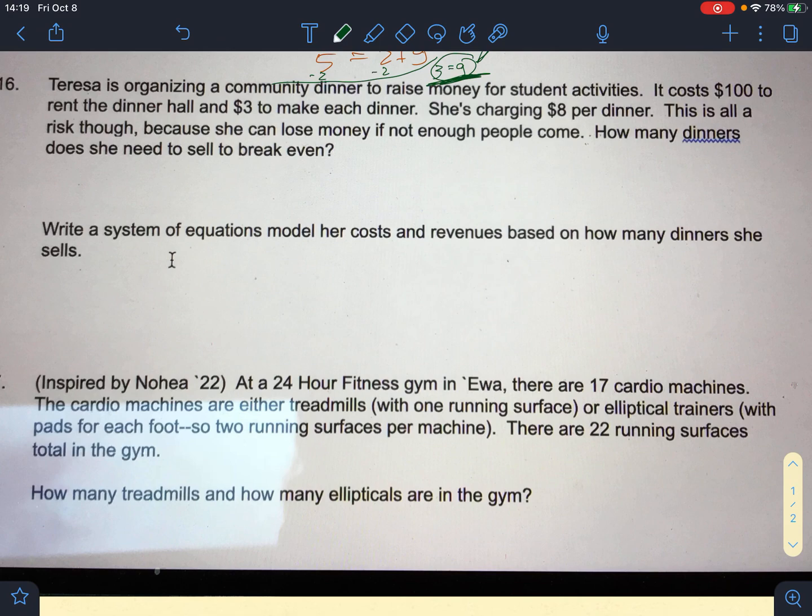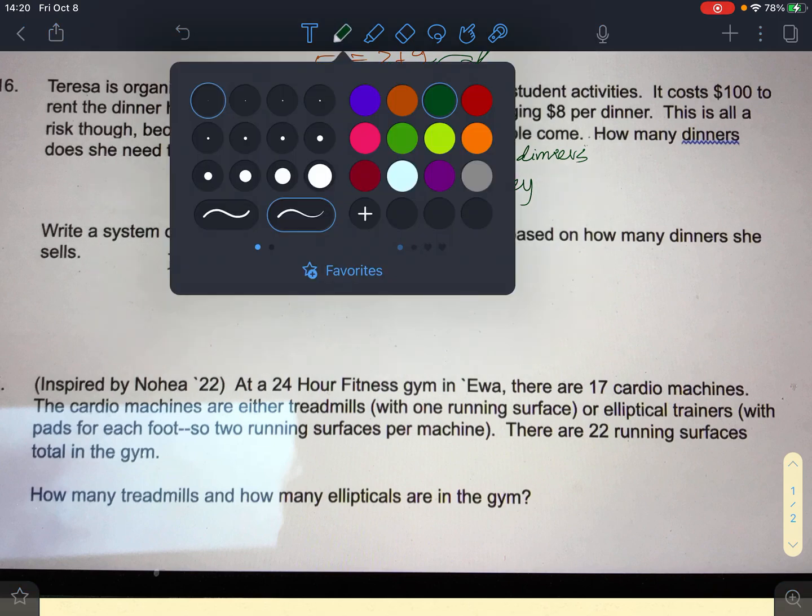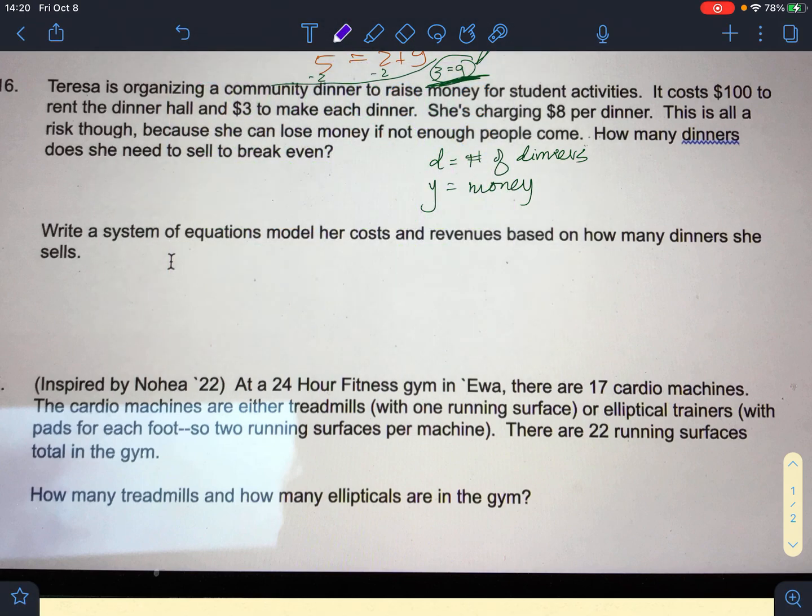In this problem, what's the variable? What can change? What can change is she might have less people dining, or she might have more people dining. Okay? So D can stand for the number of dinners, or the number of people buying dinners, or the number of dinners she sells. So D is the number of dinners. Now, what's the other variable? Well, the more dinners she makes, okay, the more dinners she sells, the more money she can make. So Y will be money. And in this case, we will make no distinction between the money she needs to spend and money she needs to gain. Okay?